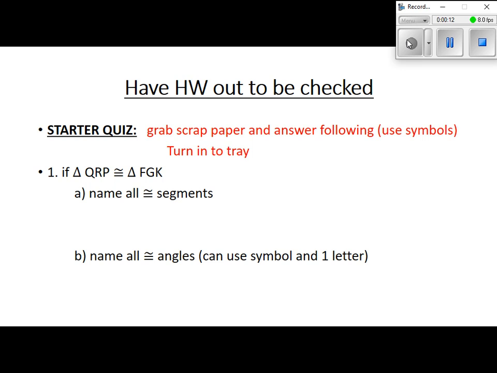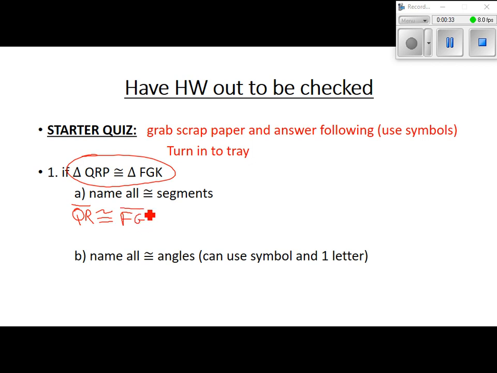I want to know what I got. So on this, if you're just looking at these names, you got to be able to do this. With me, Riley? Name me a segment in this triangle. QR. Make sure you're using your symbol. Segment QR has to be congruent to what in the other triangle? FG. Okay. Do we really need to draw the picture?